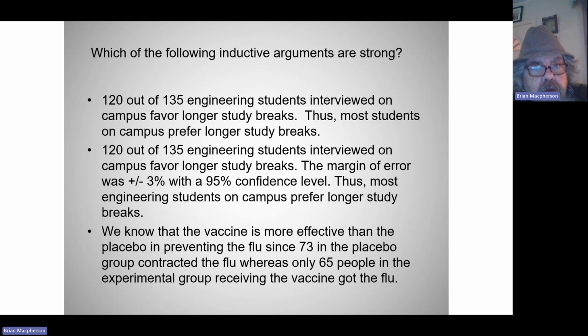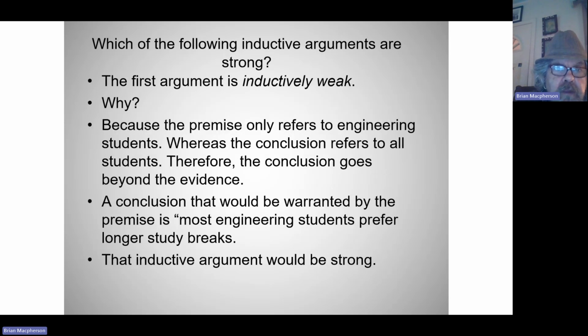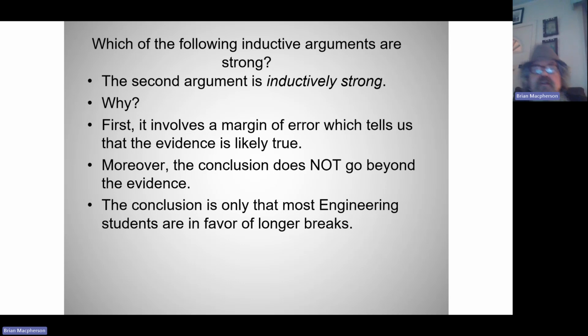120 out of 135 engineering students interviewed on campus favor longer study breaks. The margin of error was plus or minus 3% with a 95% confidence interval. In other words, what that means is 95% of the time, the results will be within 3 percentage points of the numbers that are cited in the passage, right? So those are pretty good odds. Thus, most engineering students prefer longer study breaks. I think we would say that that argument is stronger than the first argument, right? So the second argument, I would say, is inductively strong.